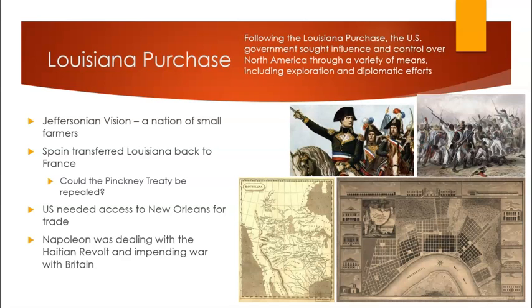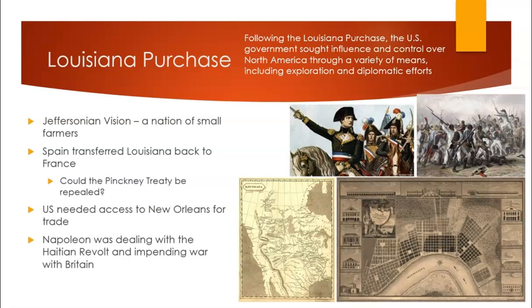Early in his presidency, he discovered that Spain had negotiated a transfer of the Louisiana Territory to Napoleon Bonaparte and the French. The potential implication of this transfer was fear that the right of deposit, which had been granted by the Pinckney Treaty, could be revoked for the city of New Orleans, which could seriously hamper American trade for farmers in settlements west of the Appalachian Mountains.